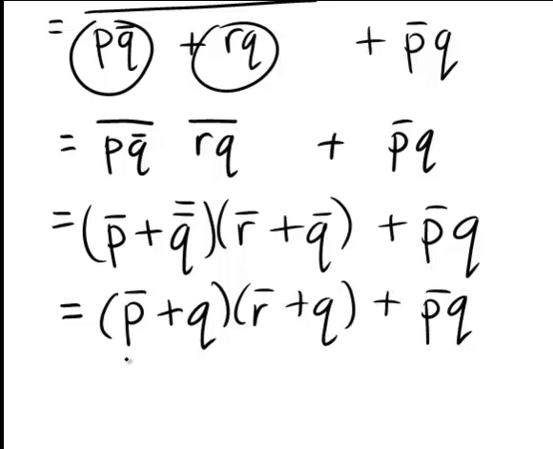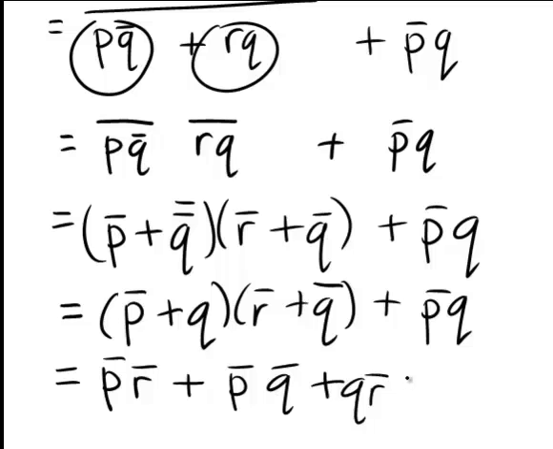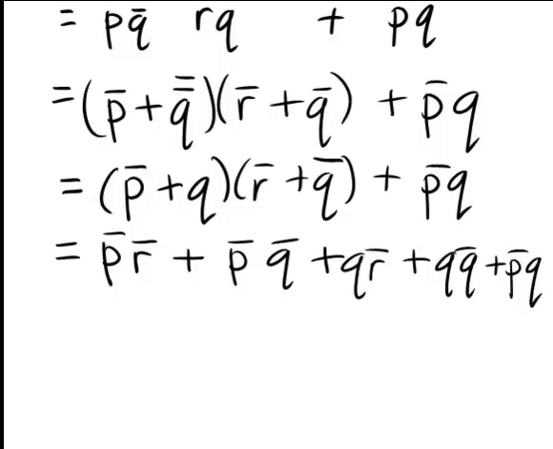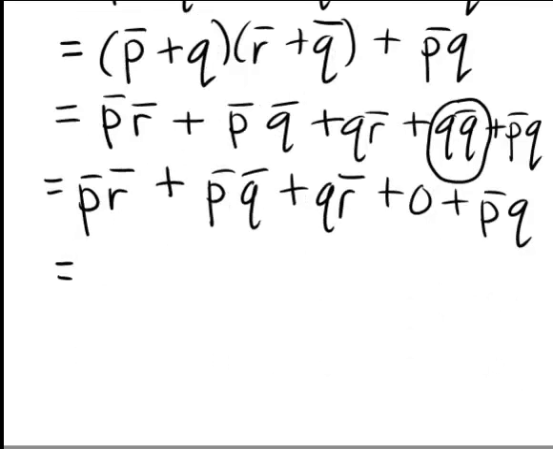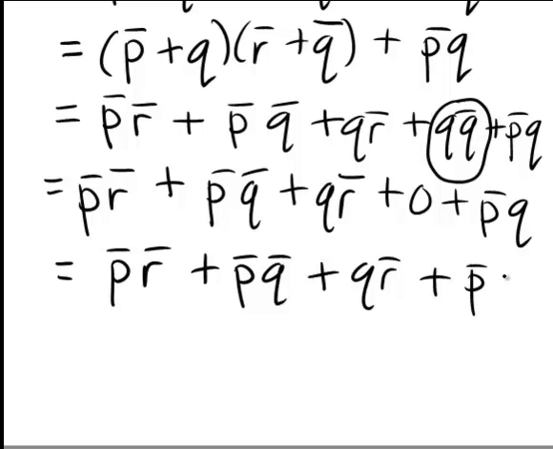Now the next step is going to be to expand these brackets in the way that we usually would for ordinary algebra. So p-bar r-bar plus p-bar q-bar plus q r-bar plus q q-bar, expanding those brackets, and we still have that expression p-bar q on the end there. Now q times q-bar, in Boolean algebra, that is just 0, so that simplifies this slightly to p-bar r-bar plus p-bar q-bar plus q r-bar plus 0 plus p-bar q. And as with ordinary algebra, 0 will just disappear when we're adding 0, to leave us with p-bar r-bar plus p-bar q-bar plus q r-bar plus p-bar q.